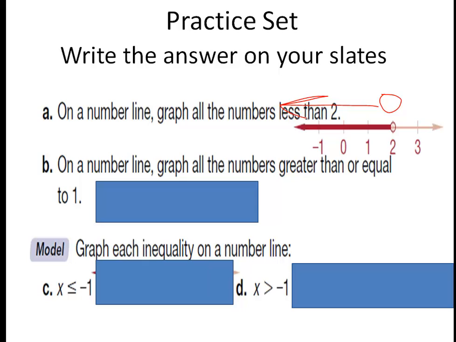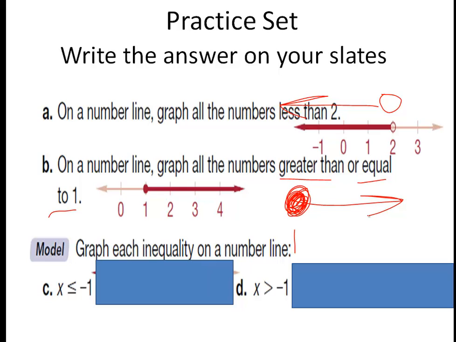All right, let's look at B, see if you can do it. On a number line, graph all the numbers greater than or equal to 1. Are we going to be going to the right or to the left? Greater than or equal to 1. Is 2 greater than 1? It is, so we're going to be going to the right. And then do we use an open circle or a closed circle? We're going to use a closed circle to indicate that 1 is included, because it says all numbers greater than or equal to 1. So you're going to fill that dot in right at the 1, and then we're going to go greater than.